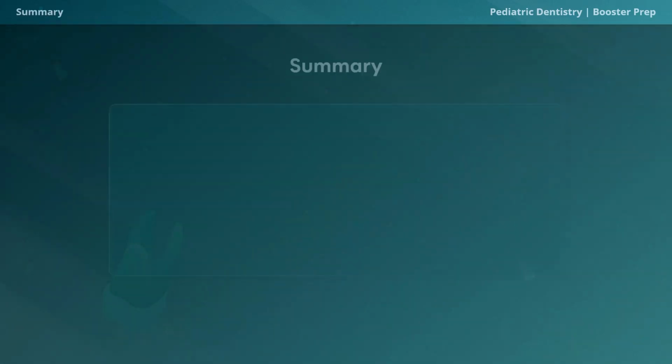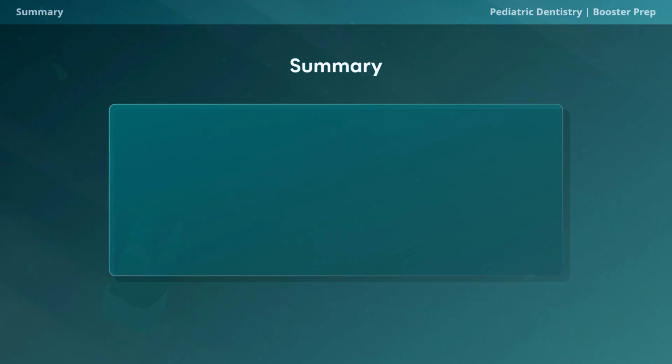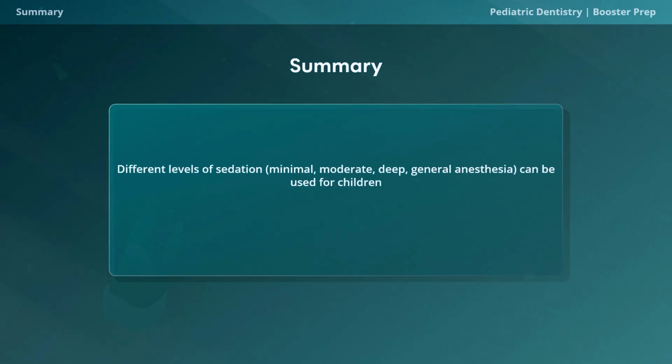To summarize what we learned today, we discussed different levels of sedation, including minimal, moderate, deep, and general anesthesia that can be used for children. Additionally, we discussed different pharmacologic strategies, including nitrous oxide sedation and local anesthesia.